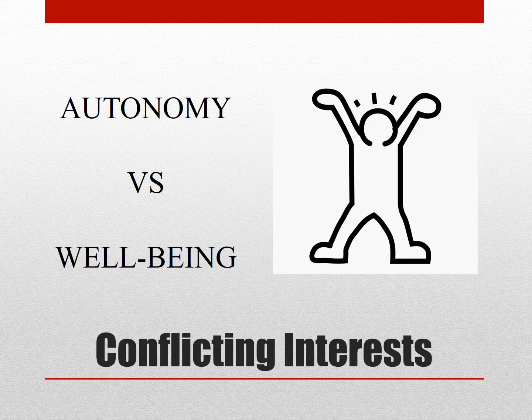Now, that raises a lot of complicated questions. Notably, we run into questions when autonomy and well-being conflict. In fact, well-being interests can conflict. After all, my economic interests may be in conflict with my health interests and vice versa. But for simplicity's sake, let's focus on a possible conflict between the person's autonomy and their well-being.